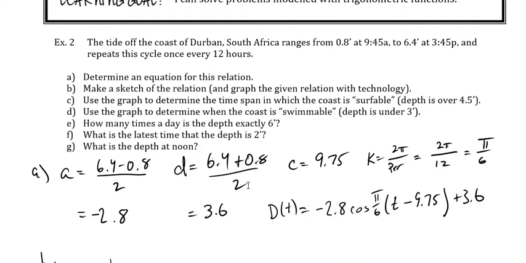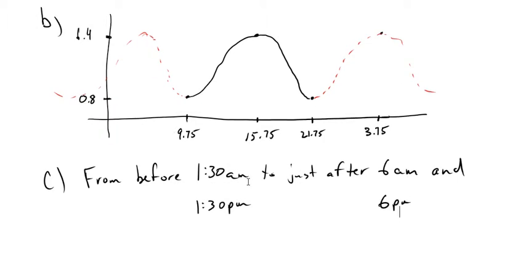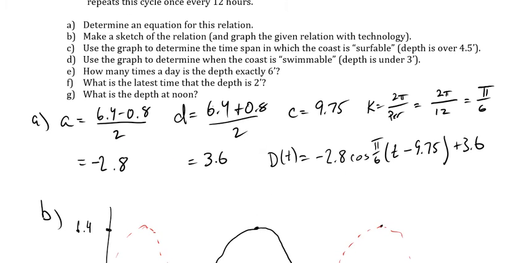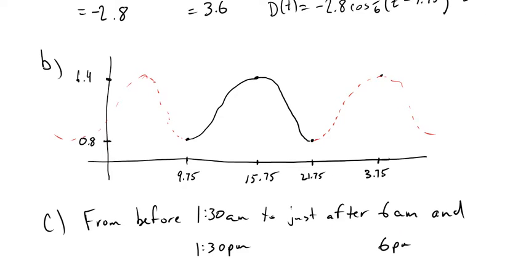E, how many times a day is the depth exactly 6 feet? Now this is something that you could answer with your sketch. So what do you think? And this shows a good understanding of being able to visualize the period and how it relates to the 24-hour clock in the day. So how many times would it be exactly 6 feet? 4 times? So let's see.